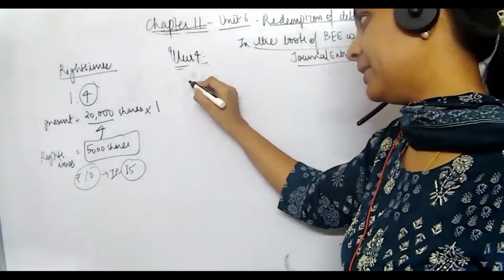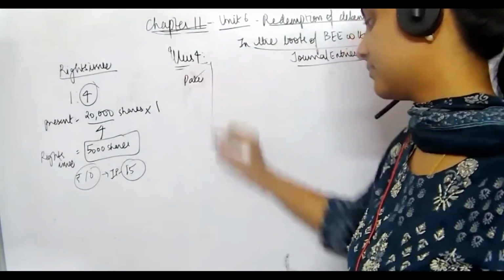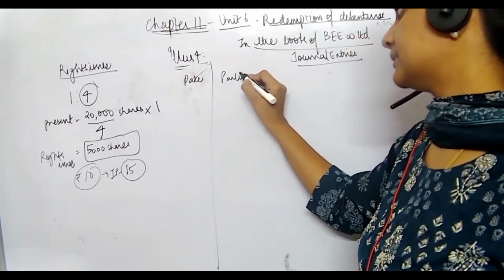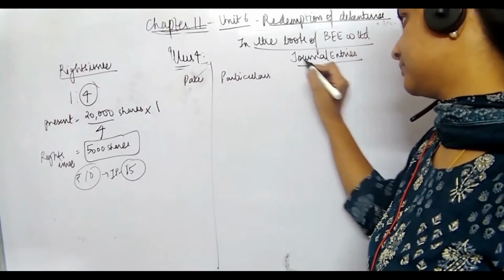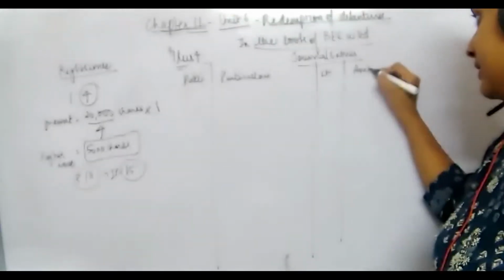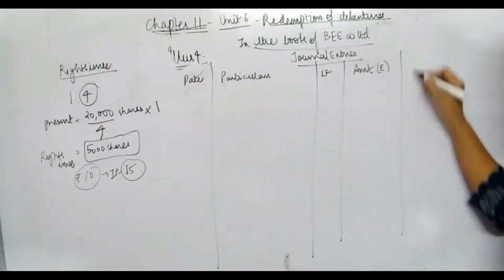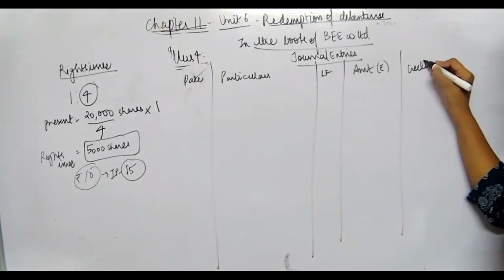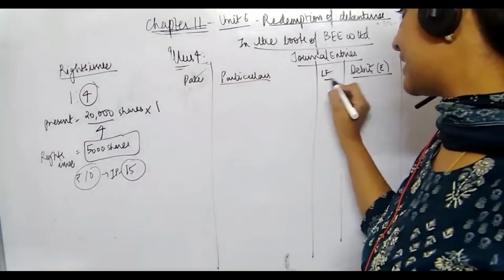So it will be the date column, particulars, the ledger folio, and the amount, debit and credit. This is the credit amount, this is the debit amount. The first entry will be the rights issue.